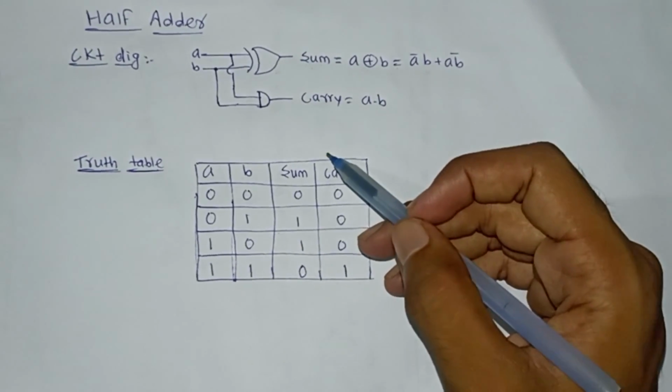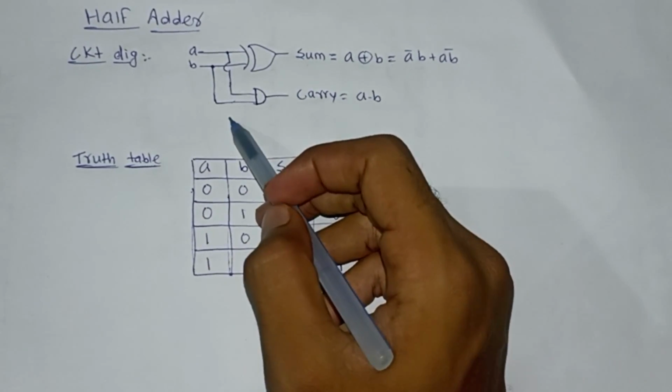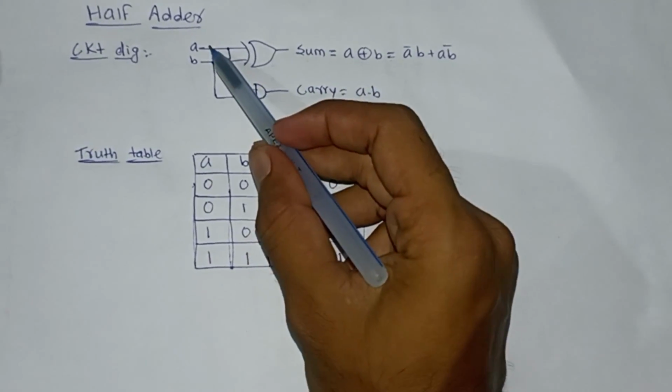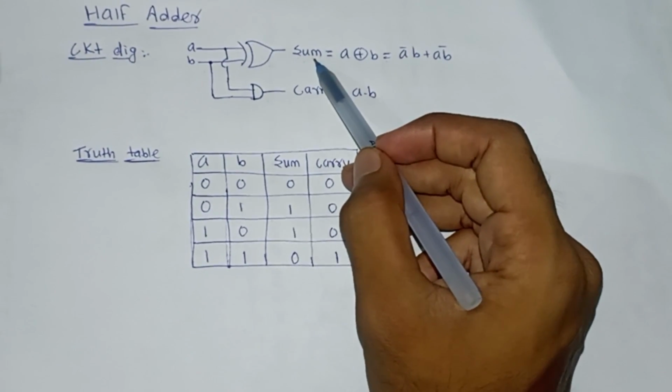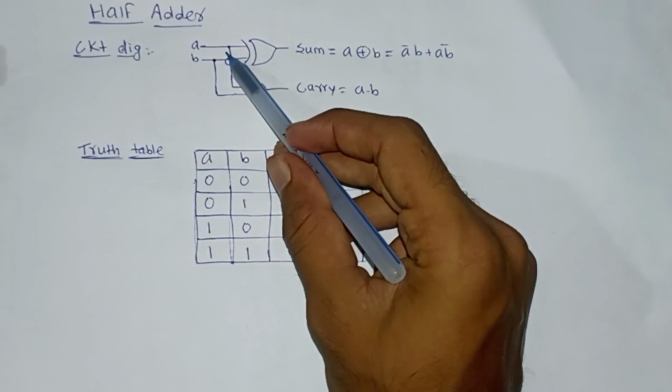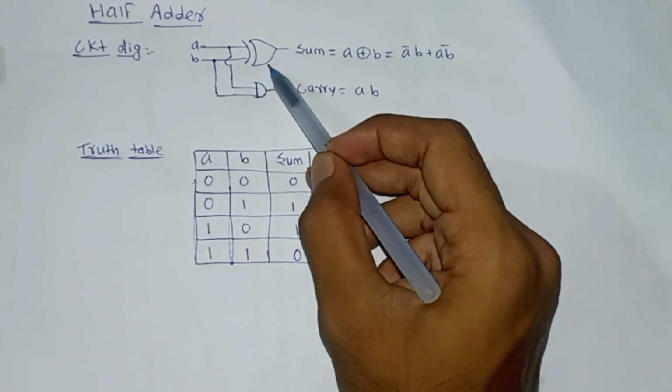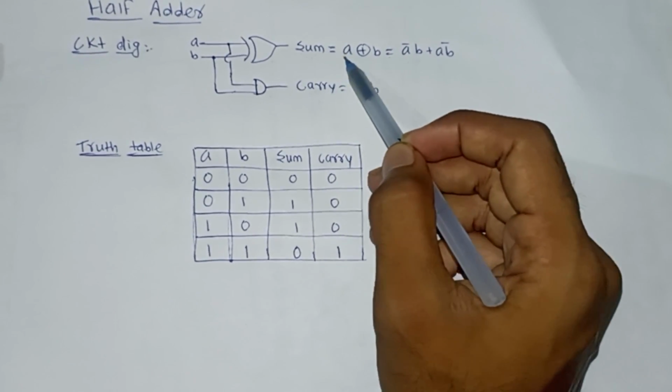So let's understand the theory for this half adder. This is the circuit diagram for this half adder. As we have two inputs A and B and two outputs sum and carry. These two inputs A and B are passing through this XOR gate. Then the expression for this sum is A XOR B.